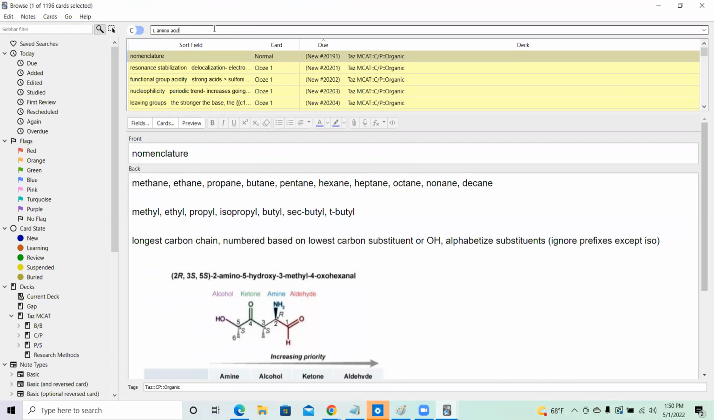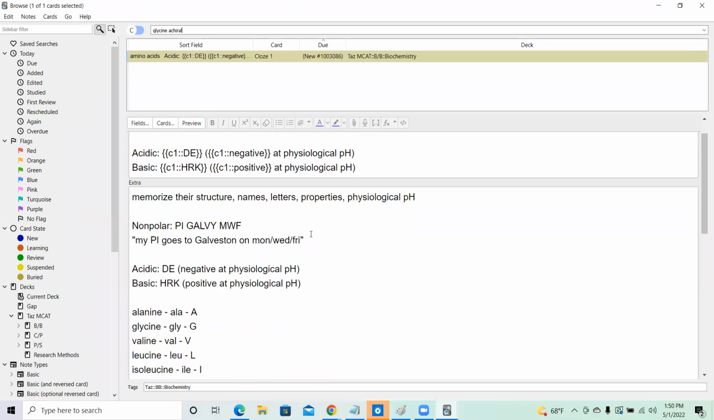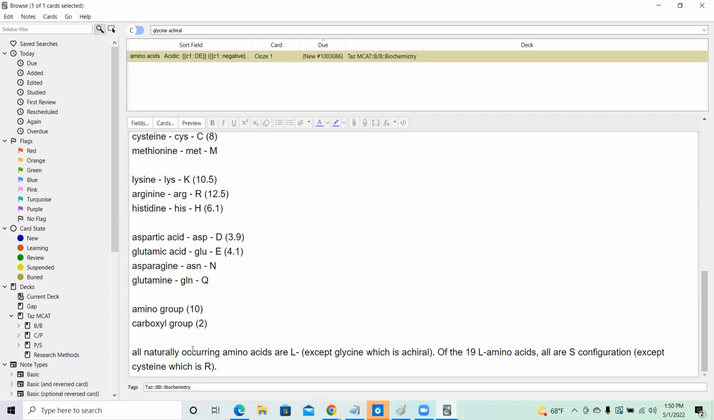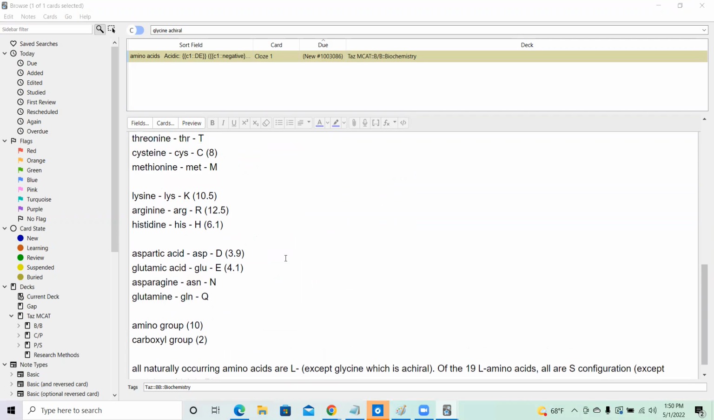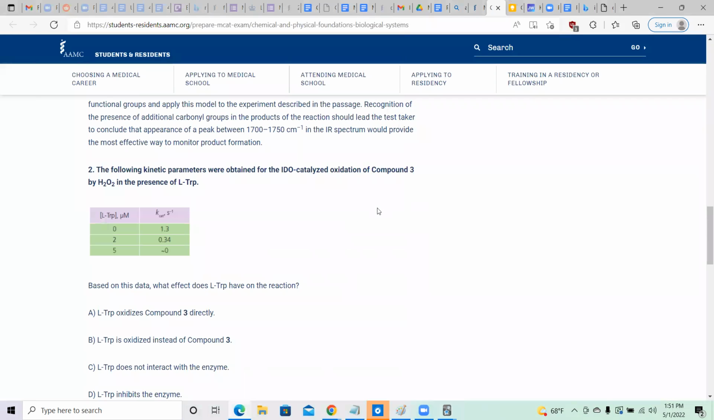L amino acids. Maybe I'll find it. Actually, if I search for glycine achiral, I'll probably find it. Yeah, my amino acids card. All naturally occurring amino acids are L, except glycine, which is achiral. Of the 19 L amino acids, all are S configuration except cysteine, which is R. So you've got all your fun facts about amino acids right here. Okay. Yes, I believe that the sugar should definitely be D, as far as I remember. This wouldn't be an L sugar; it would be D sugars.